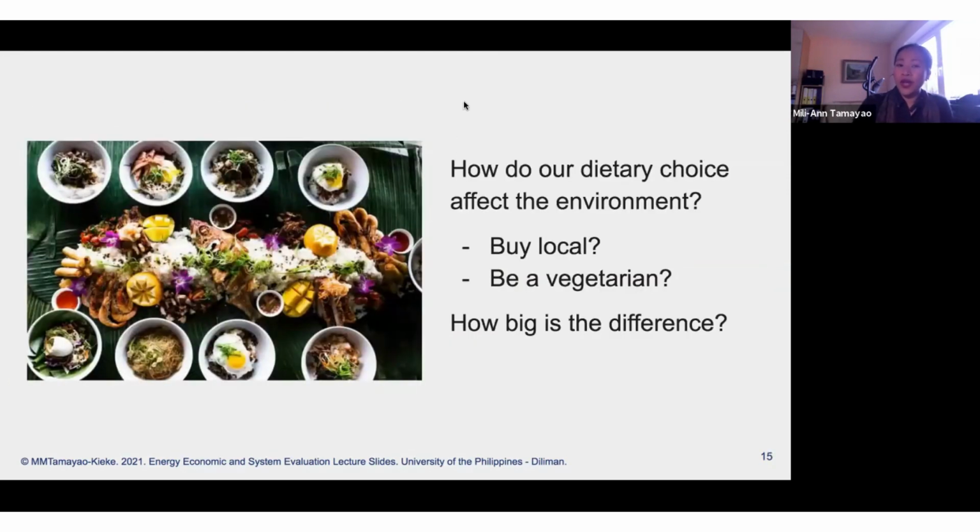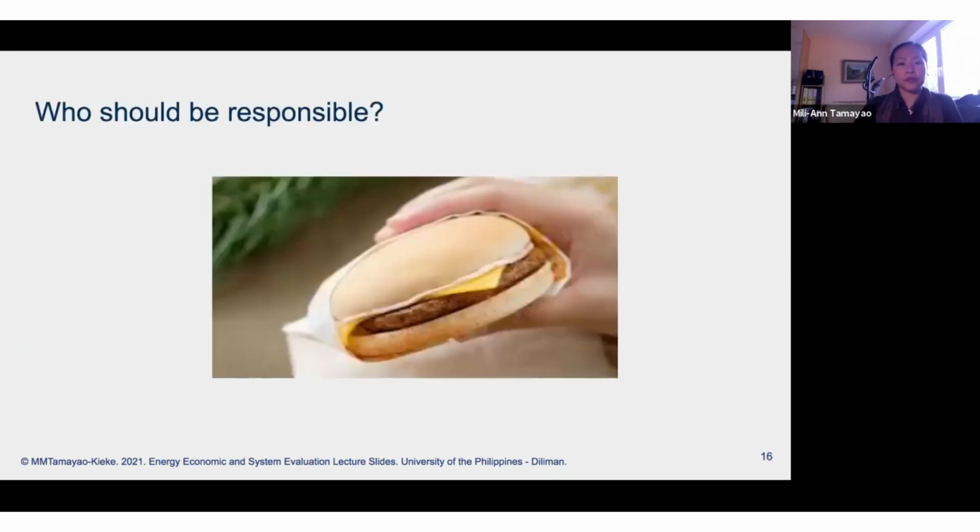It can also help us actually in life choices, lifestyle choices. How do our dietary choices affect the environment? So, mga interesting questions. What is the significance of buying local? What is the significance or the environmental impact of being a vegetarian? If you do these things, how big of a difference can you make in terms of contributing to a more sound environment or towards sustainability?